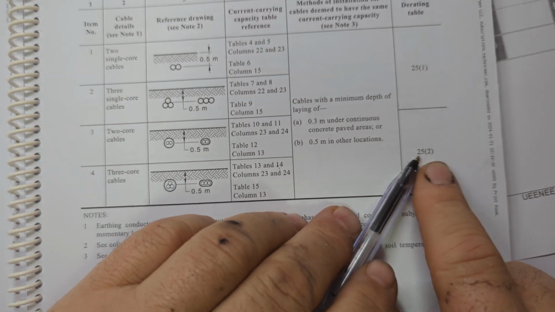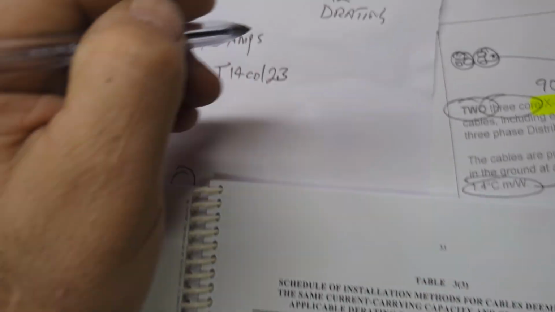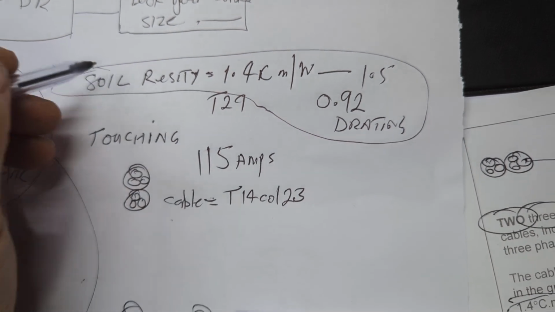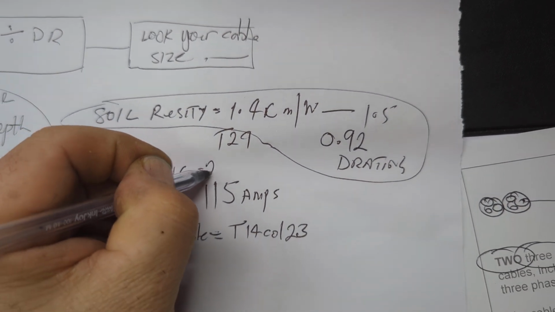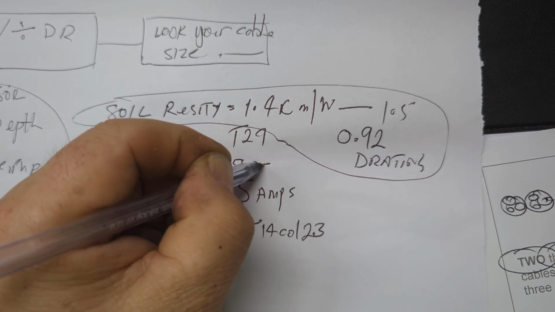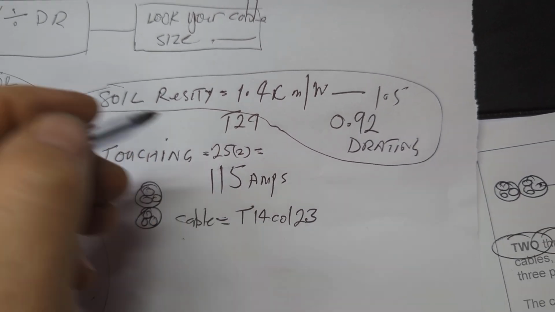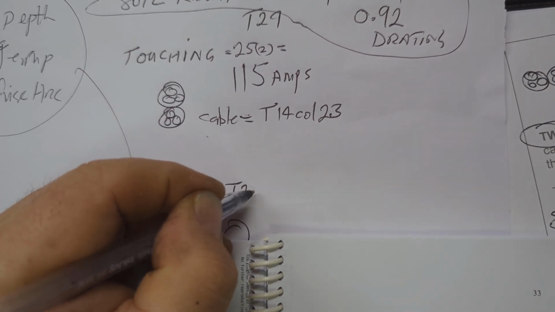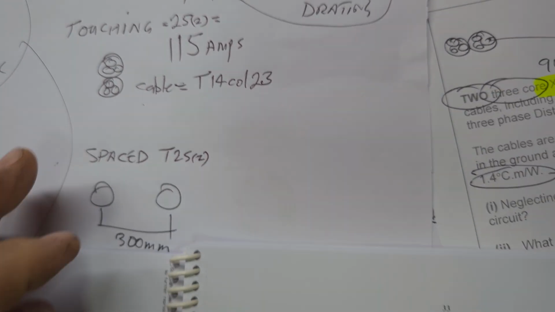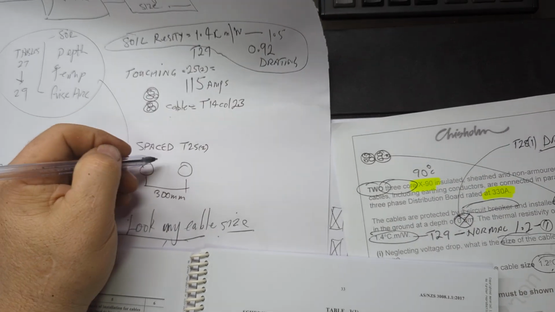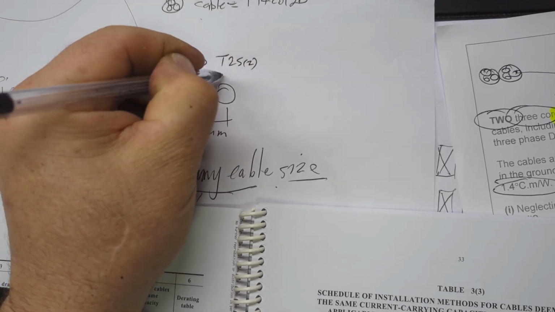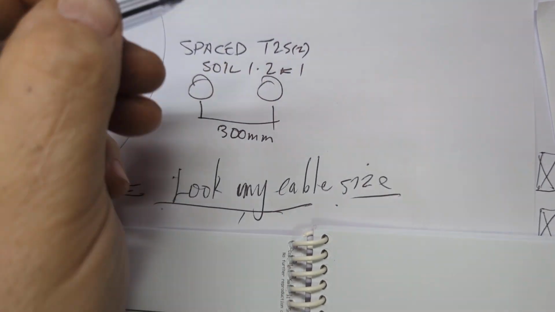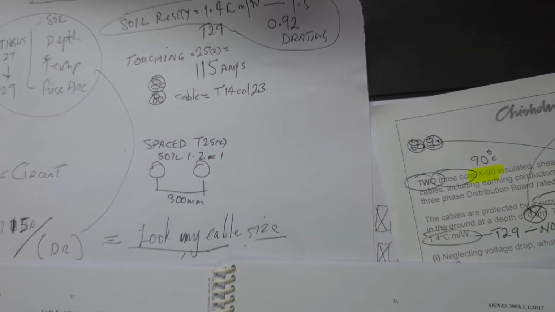Have a look over here. We have table 25.2 for touching. Touching is equal to table 25.2. We'll go and have a look at that. We've got touching and spaced, which is table 25.2 as well. And the soil resistivity down here is 1.2, which equals 1. So with 165 amps, we'll go to table 25.2 and have a look.